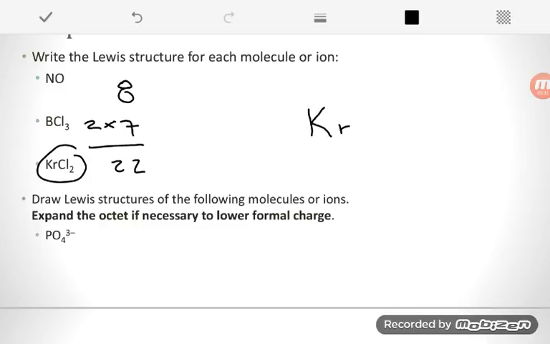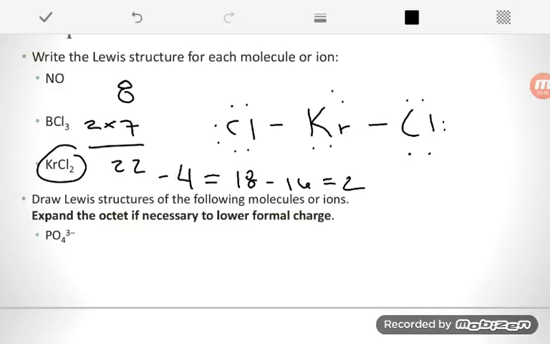Krypton is less electronegative, so he'll go in the center. I'll put chlorines around there. And then I used up 4 to make bonds, so I have 18 left. 2, 4, 6, 8, 10, 12, 14, 16. And we say, okay, I gave them all an octet, but I have 2 left.